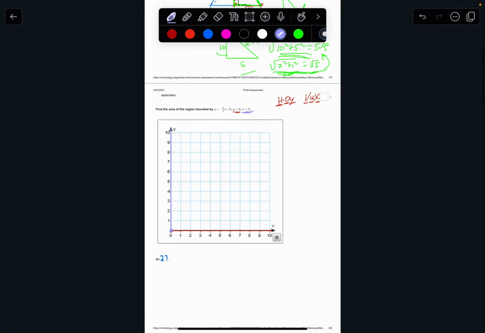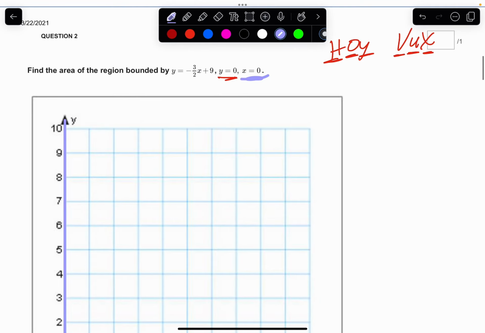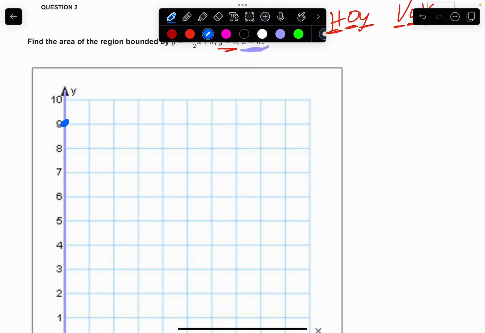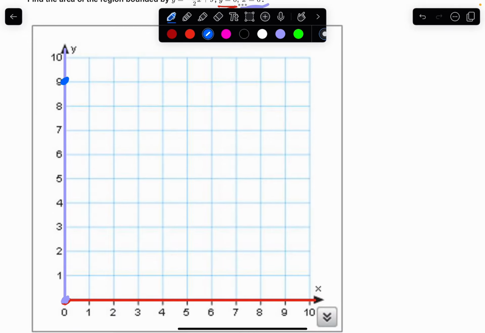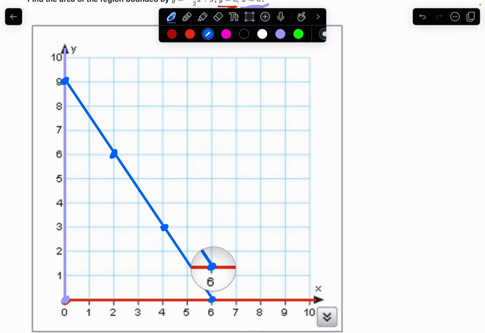So we have those two. And then we have negative 3 halves x plus 9. So we go to the y-intercept of 9, and that's down 3, right 2. It's a slope of negative 3 over 2, negative 3 over 2, negative 3 over 2. I caught it. Negative 3 over 2, and finally, negative 3 over 2. And so this is what I just asked you to graph.